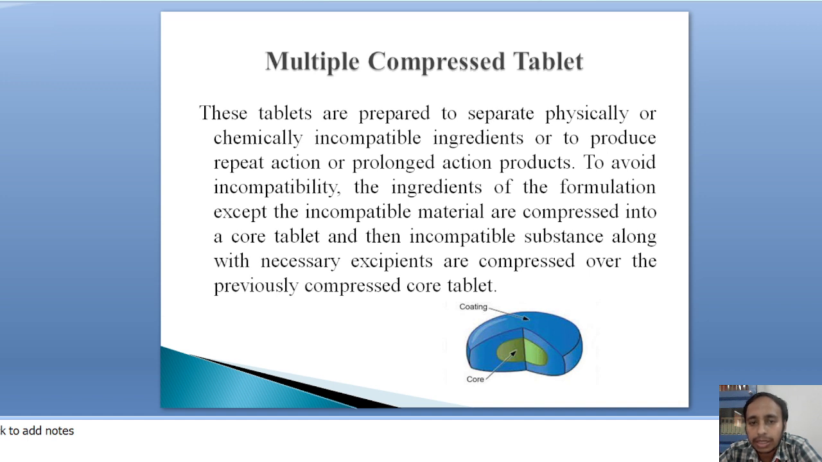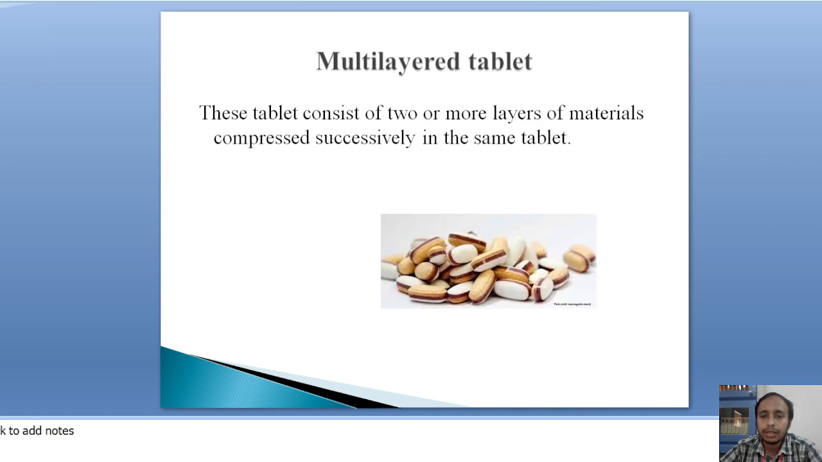Here it is mentioned: the ingredients of the formulation except the incompatible material are compressed into a core tablet, and then the incompatible substance along with necessary excipients is compressed over the previously compressed core tablet. Next is the multi-layered tablet. As I said, one example is metformin. One layer is metformin and another layer is glimepiride. That means in the metformin glimepiride tablet we will get two layers. Understood?